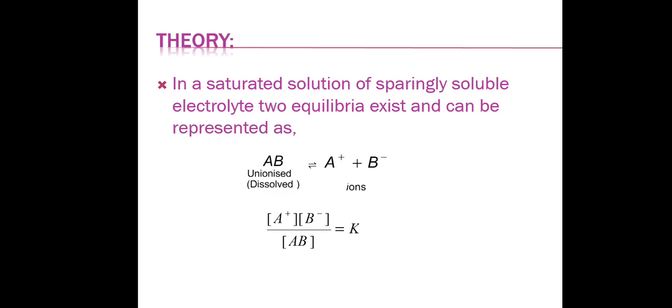Now, since the system is in equilibrium, the dissociation constant or equilibrium constant can be represented as the ratio of the product of the ions to the undissociated species. That is what we can write as K equals the concentration of A plus into the concentration of B minus, divided by the concentration of the undissociated species, that is AB.